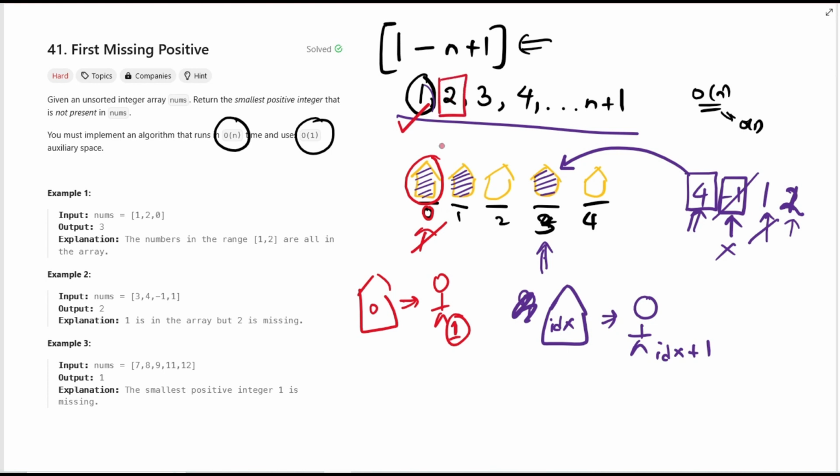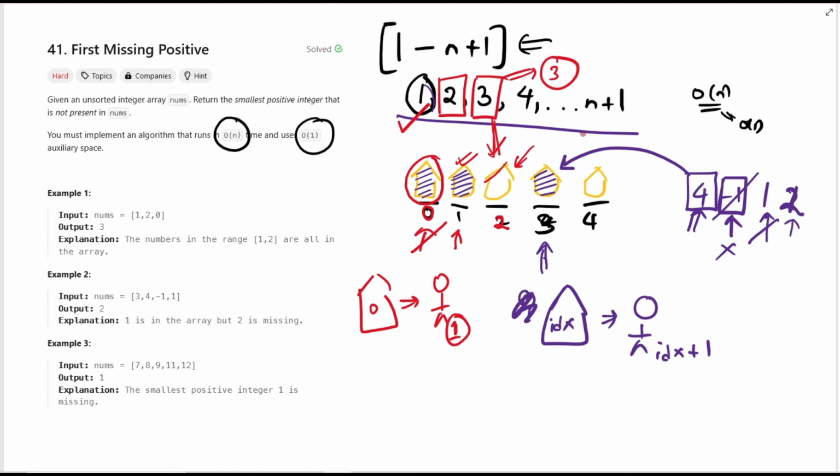Now if you want to check if 2 is present or not, just try to see this index. You see that this house is marked. That's it. Now go over 3. Now how can you see if 3 is present or not? You will check the house 2. Now you can see that the house 2 is empty. That's it. That is your answer. So 3 is your missing element.